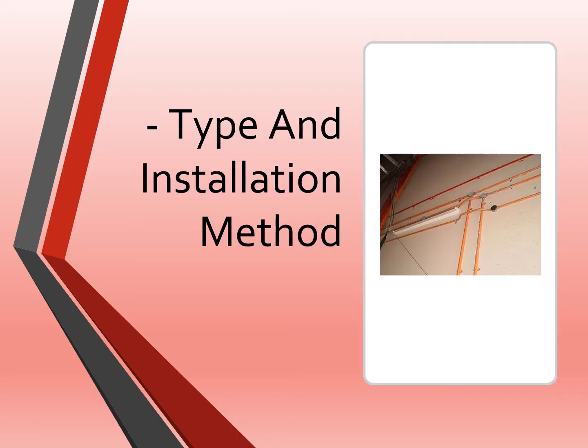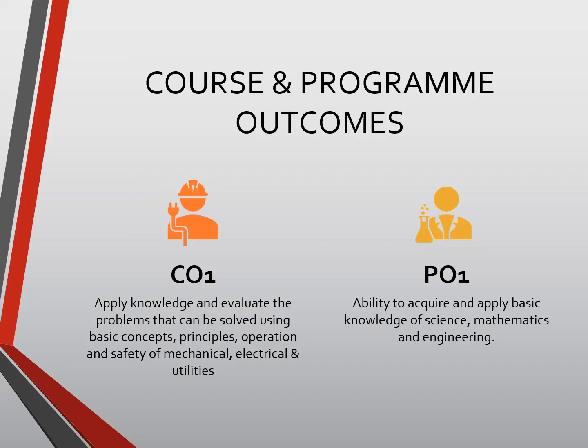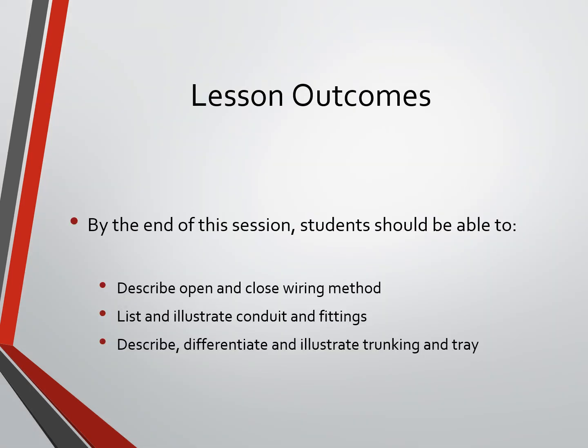Okay, then we move to type and installation method. The same course and program outcome for this subject. And then the lesson outcome for this section: we need to be able to describe open and close wiring methods, list and illustrate the conduit and the fittings, and lastly describe, differentiate and illustrate trunking and tray.